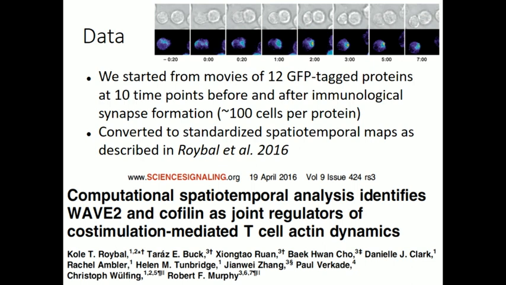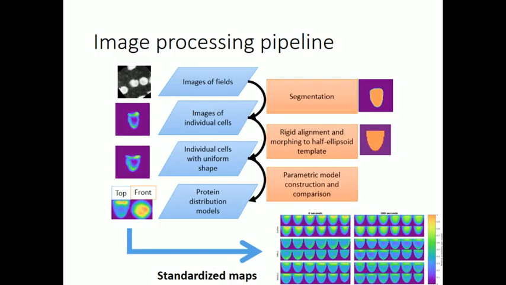Now, what you notice is there's a lot of noise in the signal of the T cell protein, and there's variation in cell size and shape during the process. And so we described a method previously in Science Signaling to standardize the distributions of the proteins in the cells, which involves segmenting out individual cells, aligning them coarsely, and then doing a morphing of one cell to a standardized template, which is a half ellipsoid.